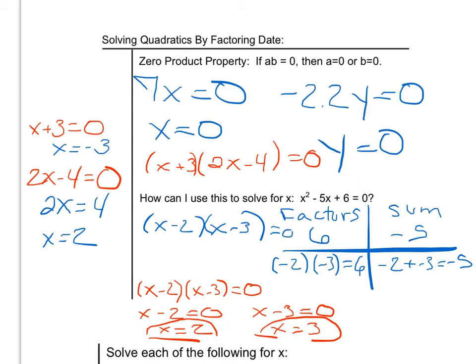These are the 2 numbers that if either of those were plugged in to this equation, they would both make the equation true. They would both make the equation equal to 0. And you can go ahead and plug those in and check them if you'd like.